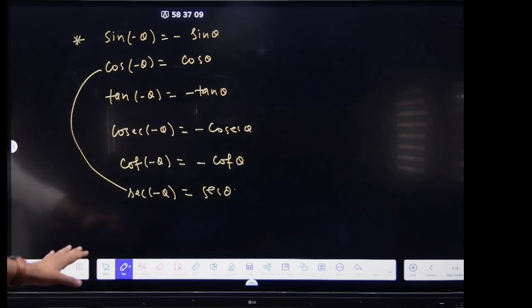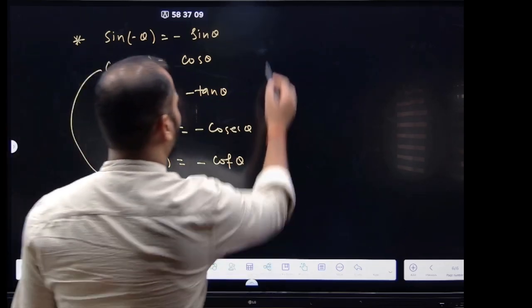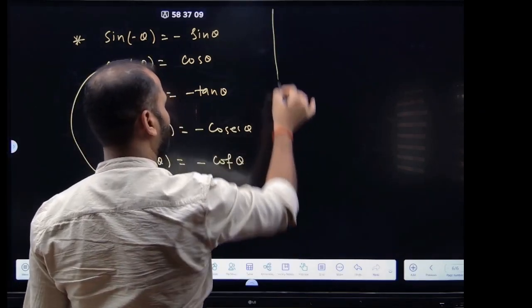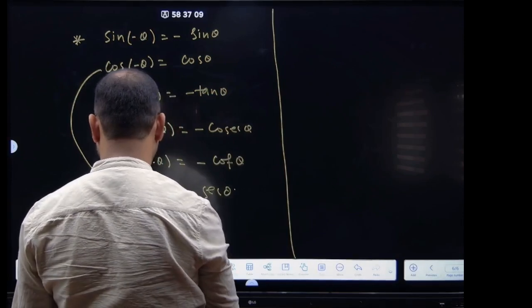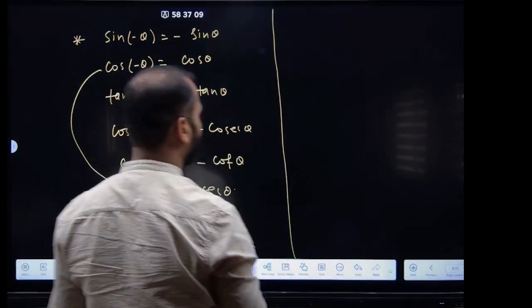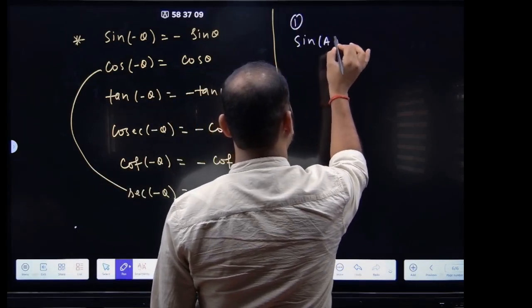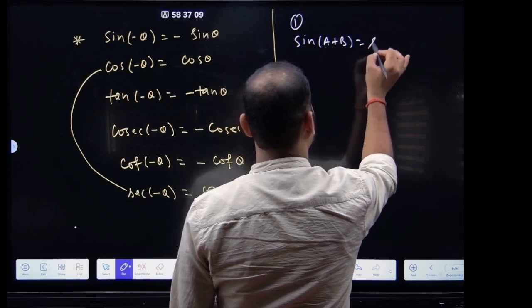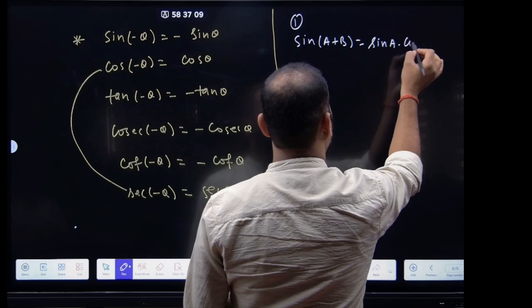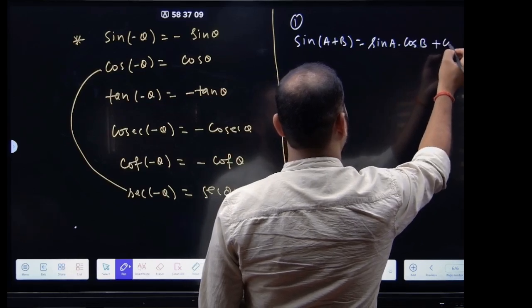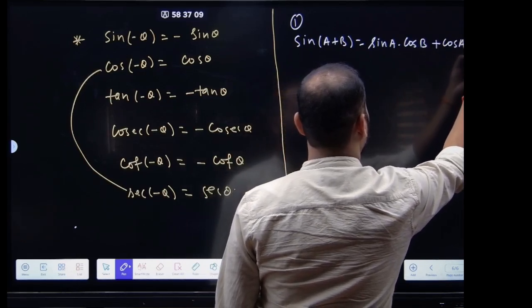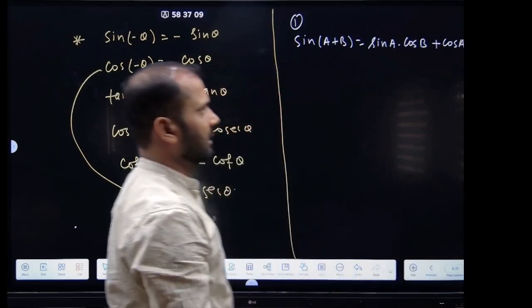Right, already we discussed all these things. Now, here some formulas I will be writing. Already we discussed all those formulas in the inverse also, I am just revising those things. So, here I will be writing, you also write with me: sin of A plus B. What will be the answer? Sin A cos B plus cos A sin B. Can I write like this?